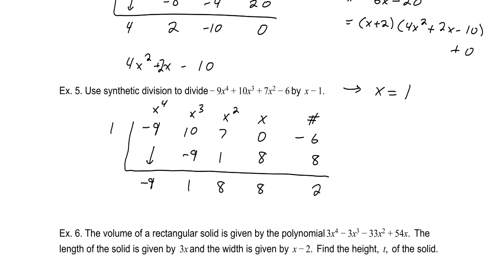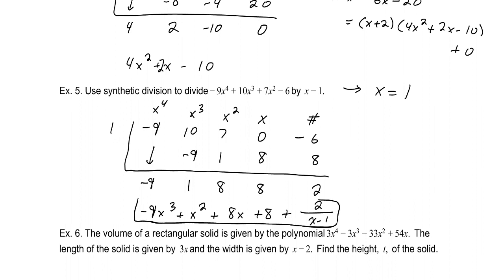Alright, so my solution to this is minus 9x cubed plus x squared plus 8x plus 8 plus 2 divided by our divisor, the x minus 1. And that is my division. That's the result when you divide that. So you can see that this actually has, well, we'll see in a future section, this actually has an asymptote of a cubic function actually.